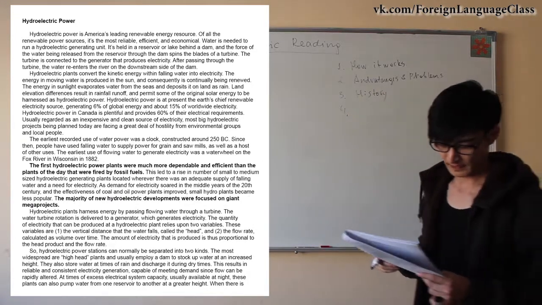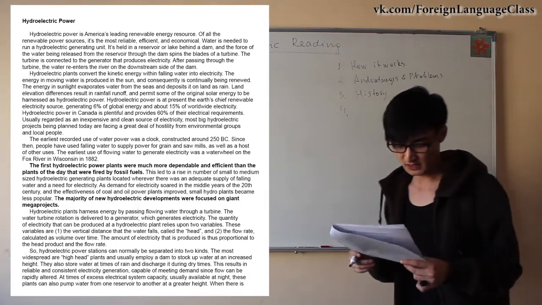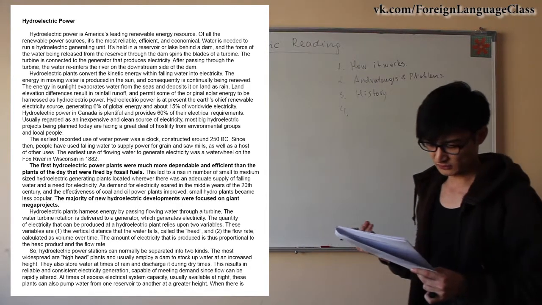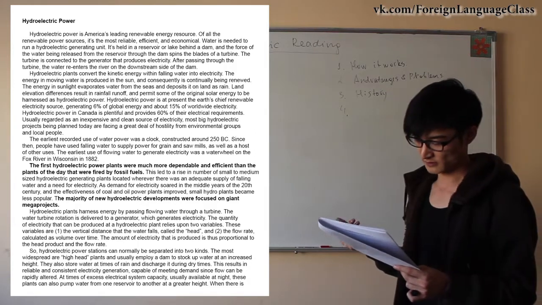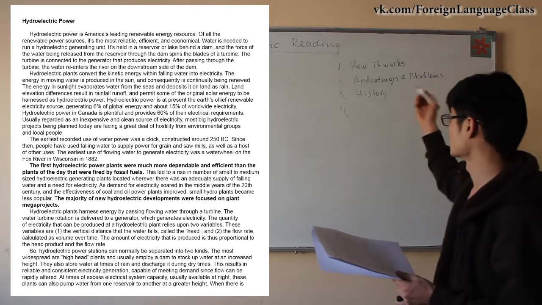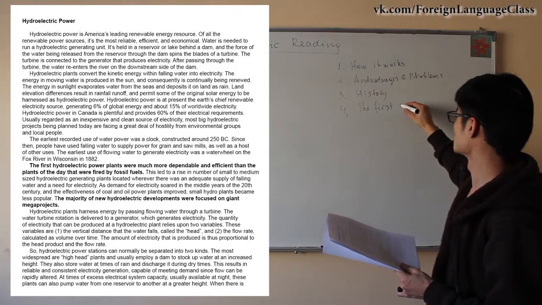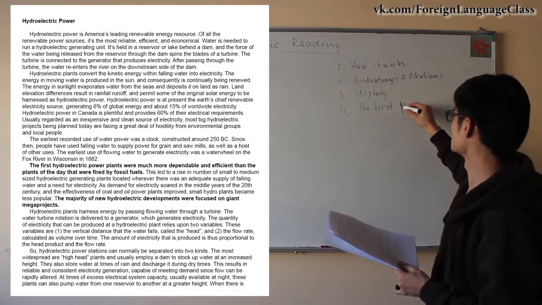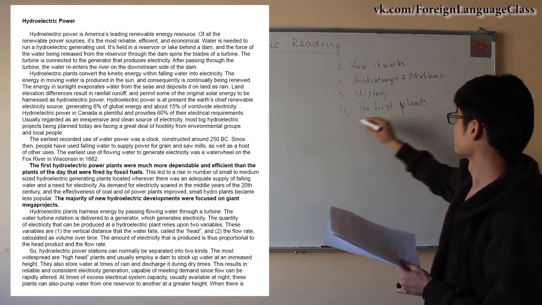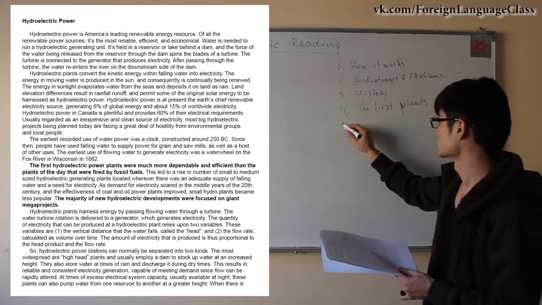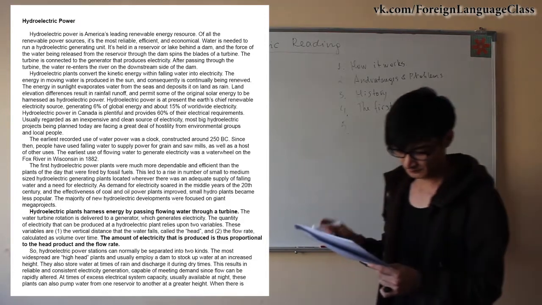Paragraph 4. The first hydroelectric power plants were much more dependable and efficient, and the last sentence: the majority of new electric developments were focused on giant mega projects. So the first plants are, let's say, just plants. It's again the history, but more modern history. Alright? So paragraph number 5.